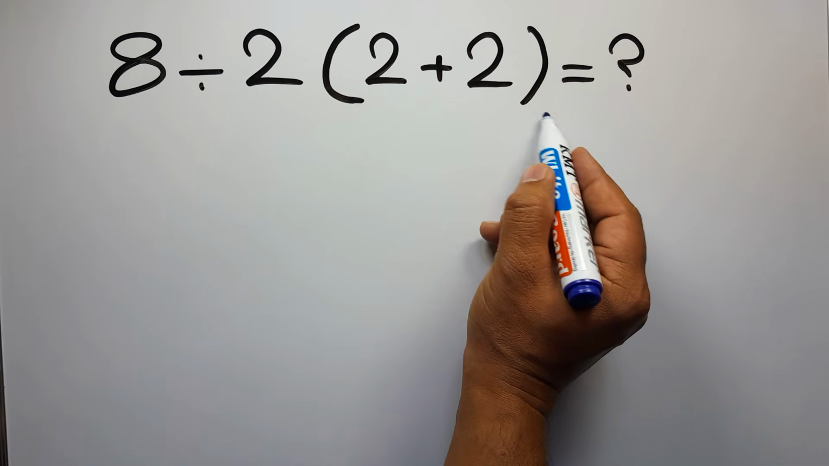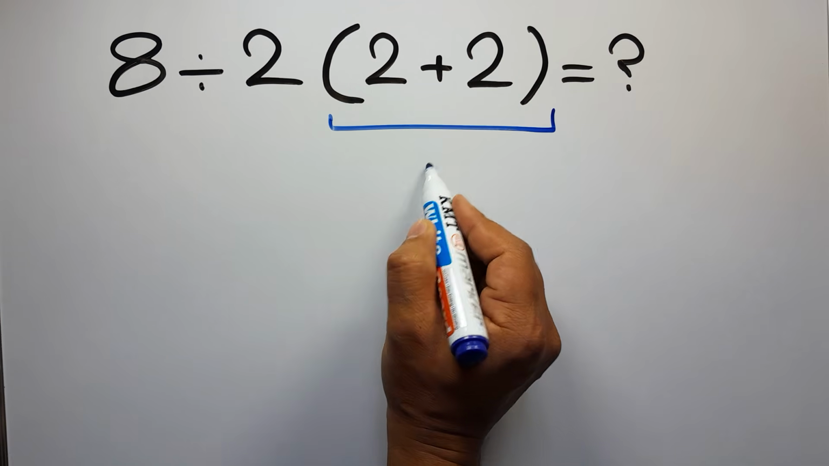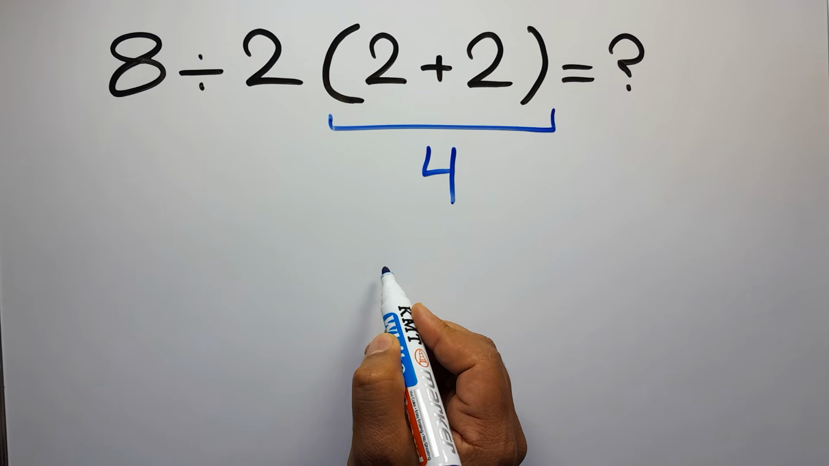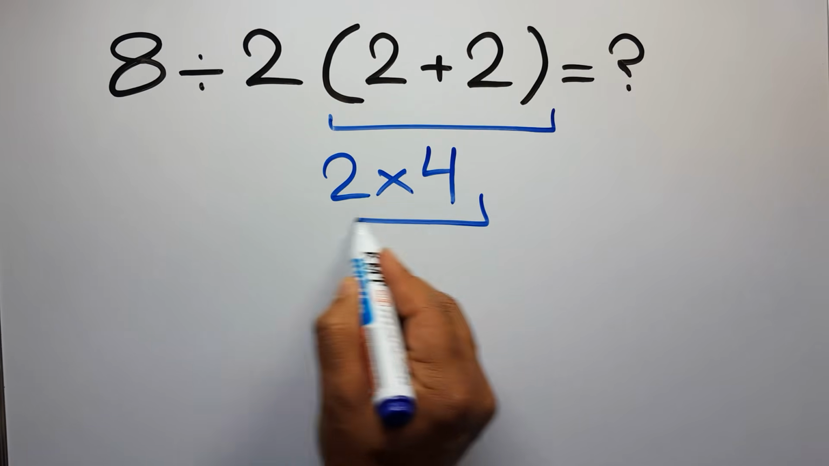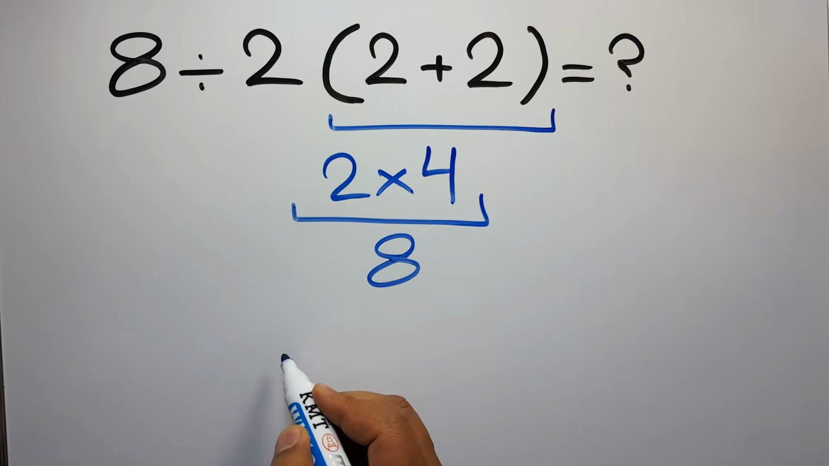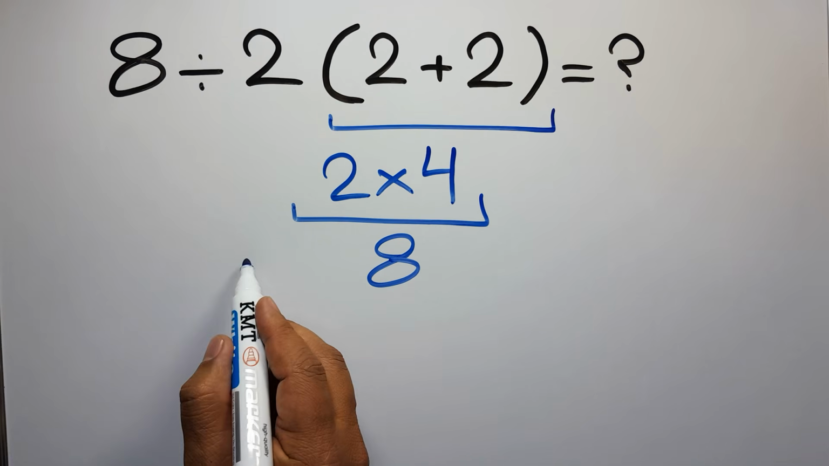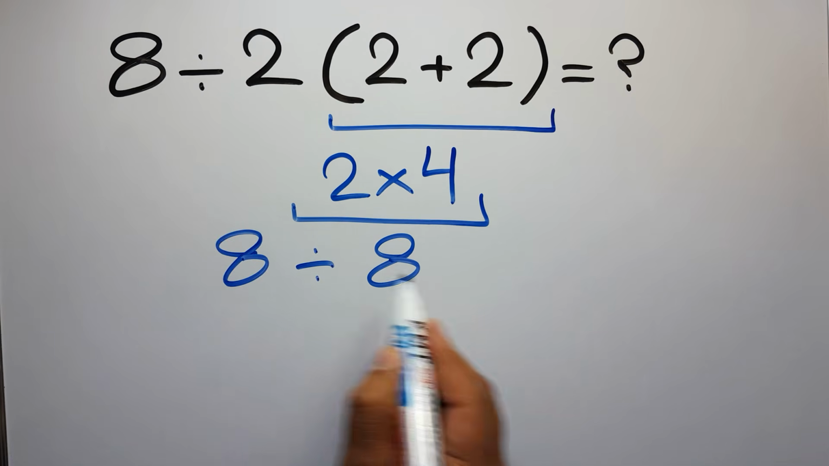2 plus 2 gives us 4. And then 2 times 4 equals 8. So 8 divided by 8 is just 1.